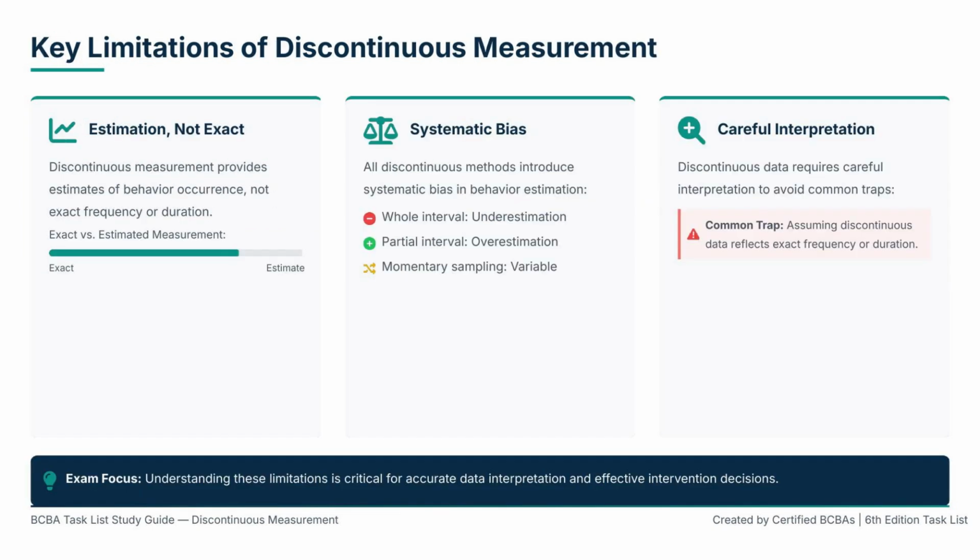A critical point: discontinuous measurement provides estimates, not exact values. It does not give you true frequency or duration. All discontinuous methods introduce systematic bias. Whole interval underestimates behavior, partial interval overestimates behavior, momentary time sampling varies. A common exam trap is treating discontinuous data as if it reflects exact behavior levels. Always interpret discontinuous data with caution and always identify the bias first.